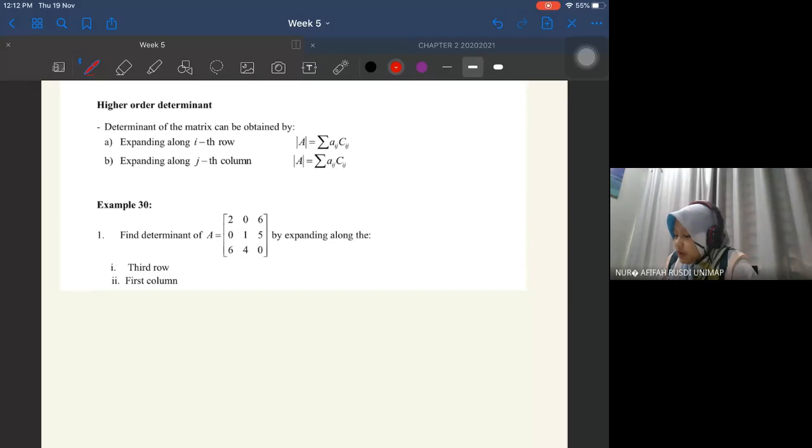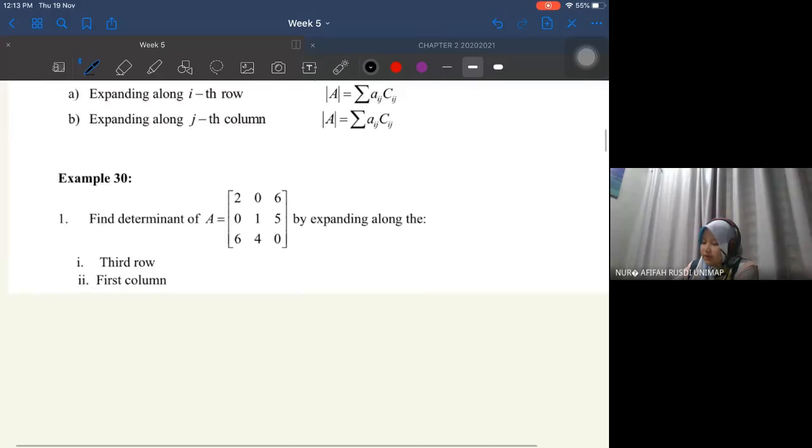Okay, for higher order determinant, so this is for matrix 3 by 3 and above lah. Okay, but for PQT 111 kita cover untuk 3 by 3 matrix only. Okay, so for higher order determinant ni macam mana nak menggunakan kaedah higher order determinant to find the determinant of the matrix.